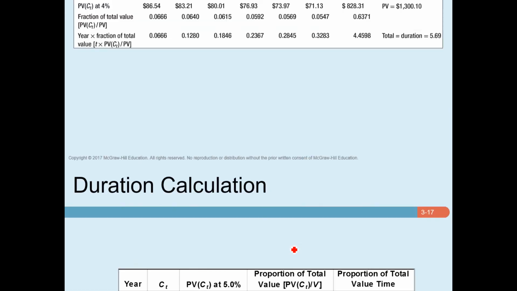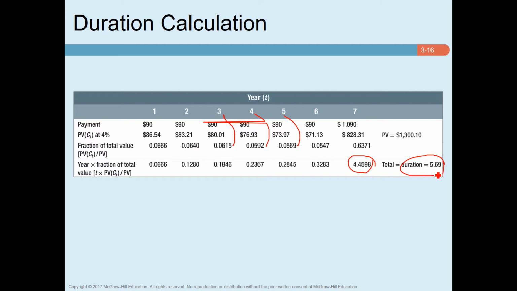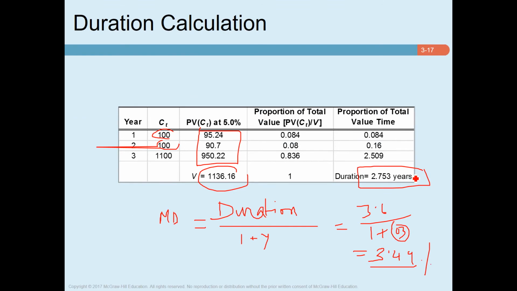For these two examples, you can also calculate it. This is your duration, 5.69. If you divide 5.69 by 1 plus the yield to maturity, which is 4%, you will get a modified duration, which will indicate how much the bond price will change for a 1% change in yield to maturity. In the same way, here you have a duration of 2.753. If you divide it by 1 plus the yield to maturity, which is 5%, you get the modified duration, which will reflect how much the bond price will change for a 1% change in yield to maturity.